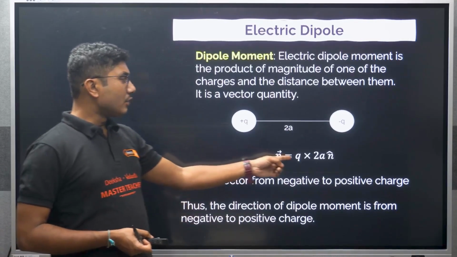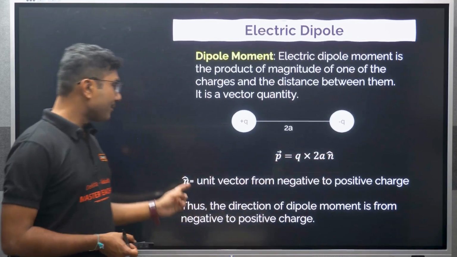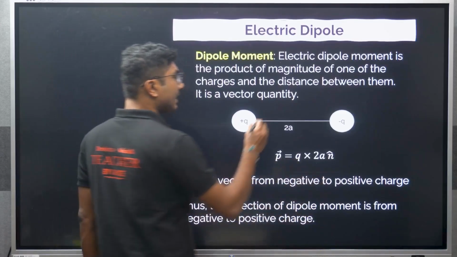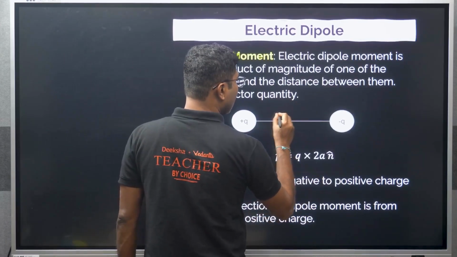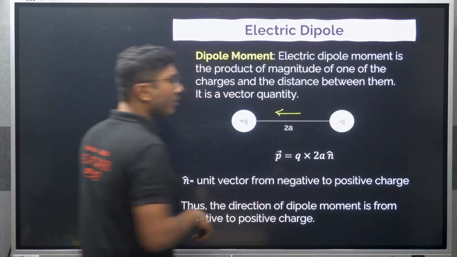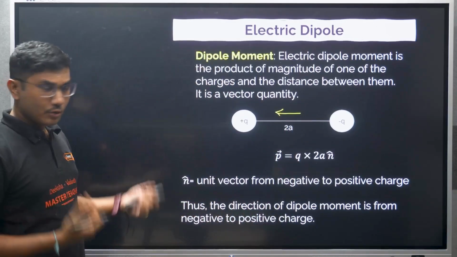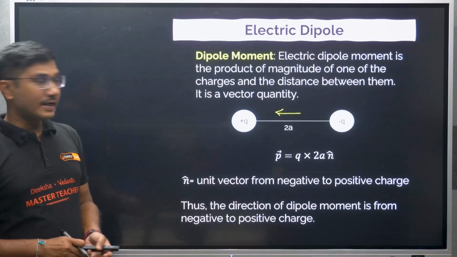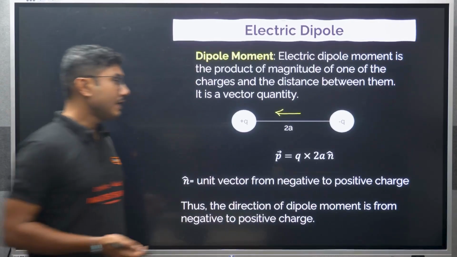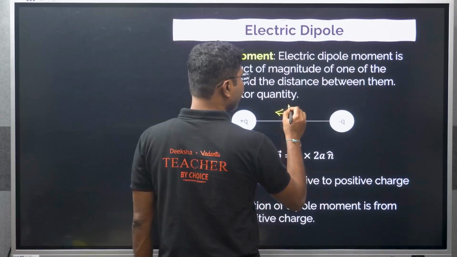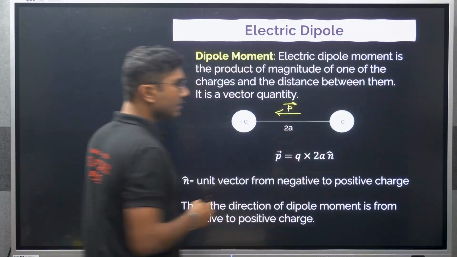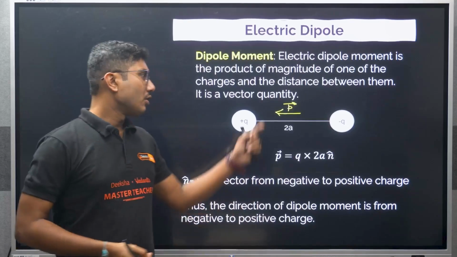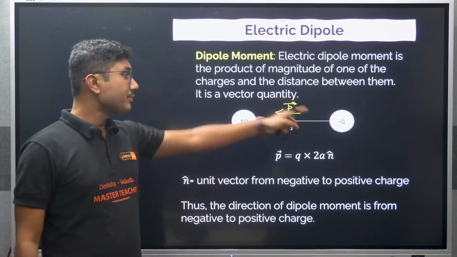Now P is equal to Q into 2a n cap. N cap is a unit vector from negative to positive charge. So the direction of dipole moment is from negative to positive charge, right? The dipole moment points from negative to positive charge. Be careful, in chemistry it is opposite, but in physics it is from negative to positive.